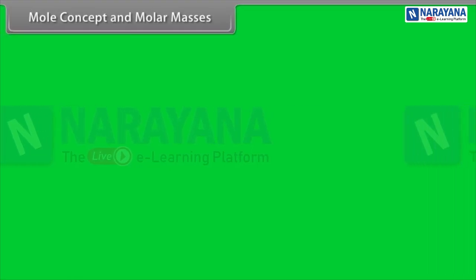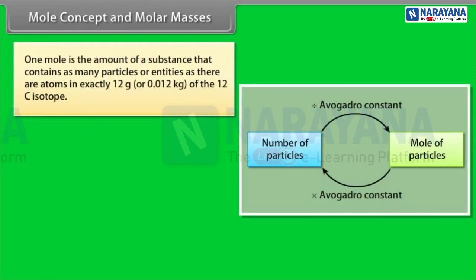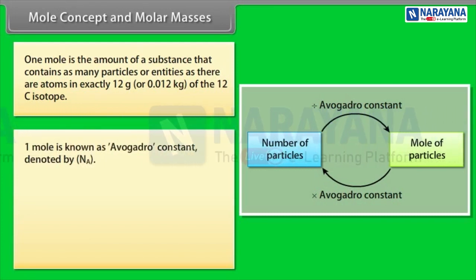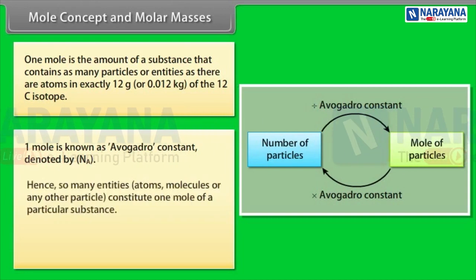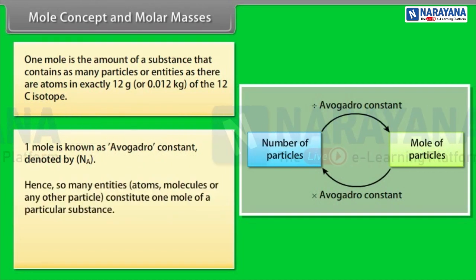Mole concept and molar masses. 1 mole is the amount of a substance that contains as many particles or entities as there are atoms in exactly 12 gram or 0.012 kg of the carbon-12 isotope. 1 mole is known as Avogadro constant, denoted by NA. Hence, so many entities, atoms, molecules or any other particle constitute 1 mole of a particular substance.